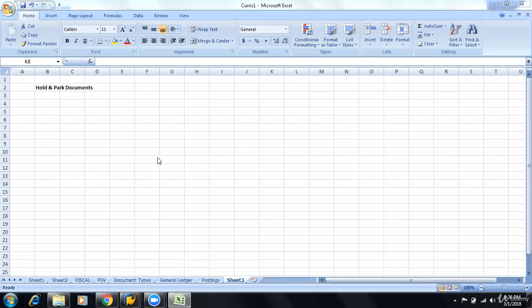Today's topic is hold and park documents. This topic is basically for end user transactions. It does not have any configurations.